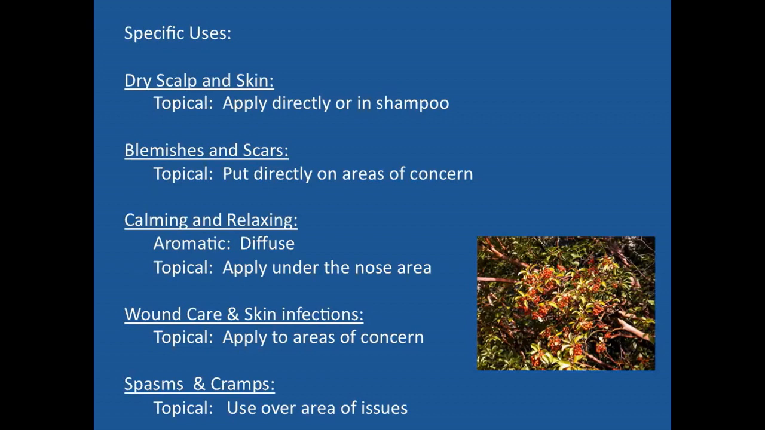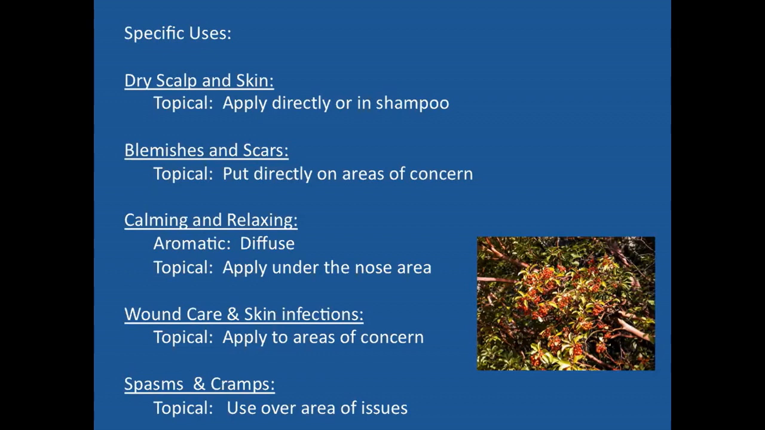So wound care and skin infections can be helped by just applying it to the area where there are concerns. Spasms and cramps: if someone's having muscle spasms, a spasm typically is in conjunction with smooth muscle, so intestinal muscle or stomach muscle that are moving out of sync with what you're accustomed to and creating pain.